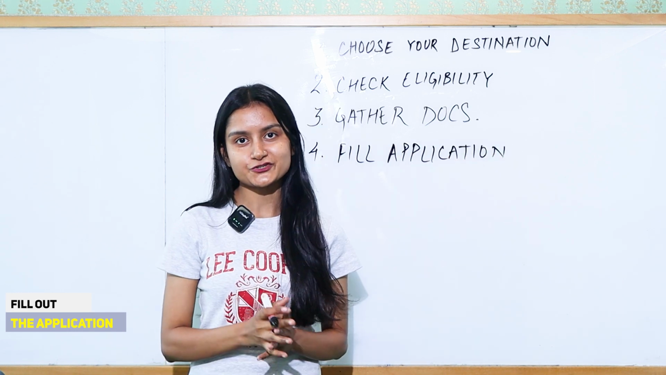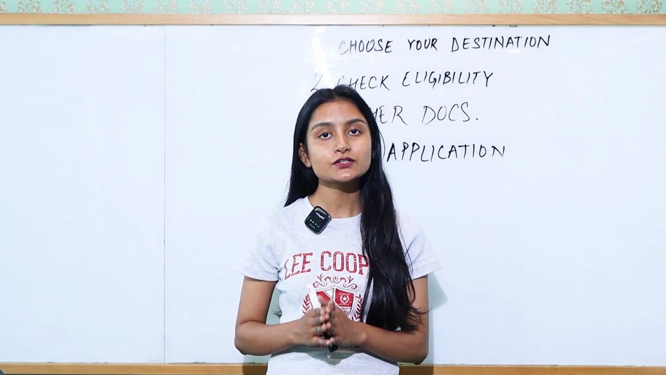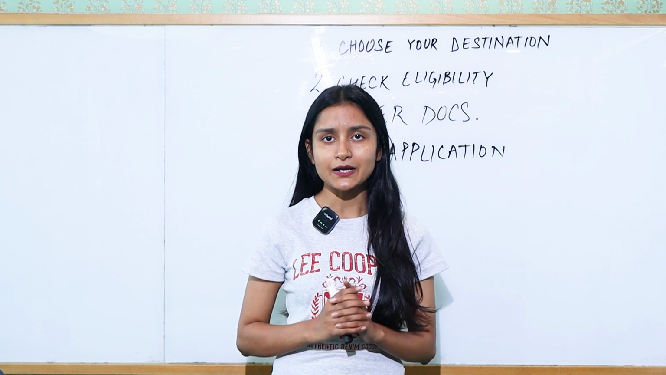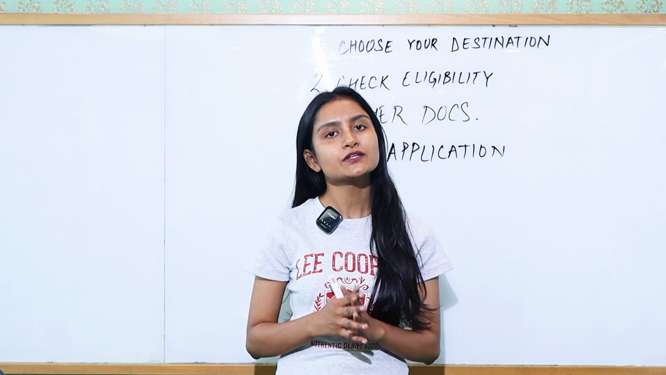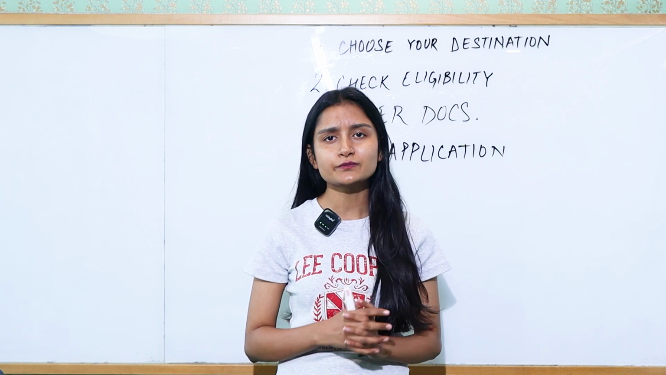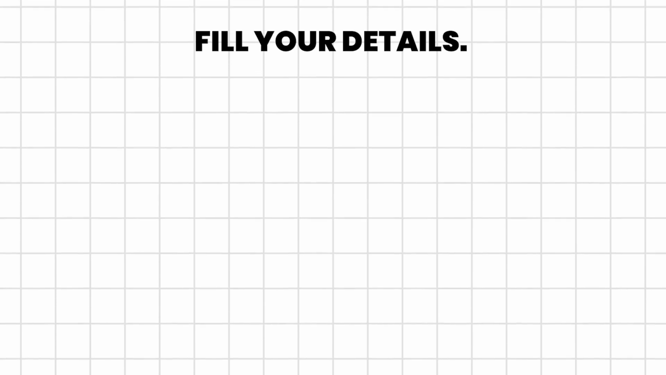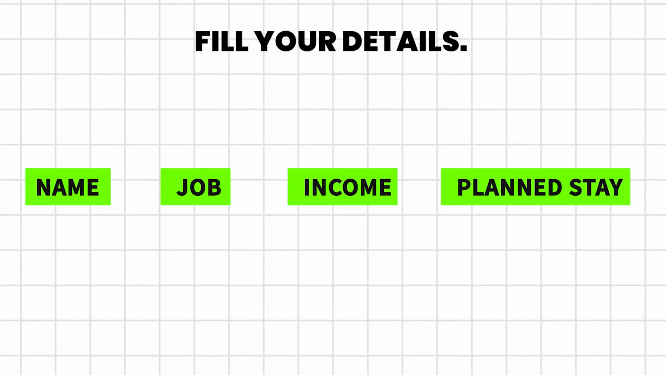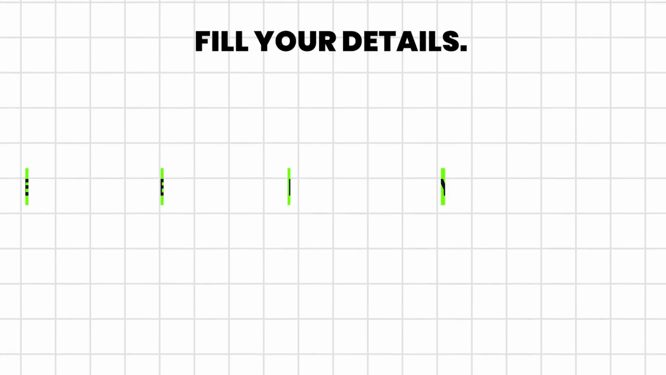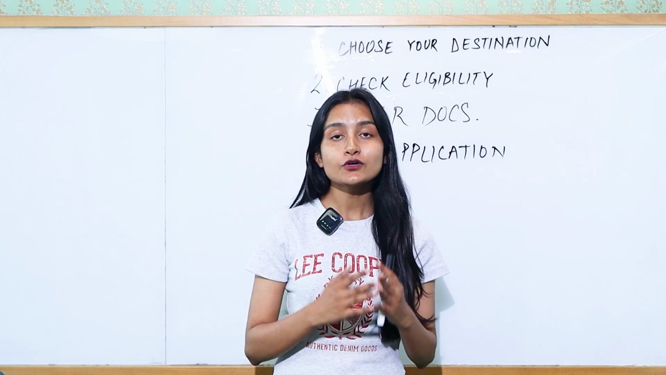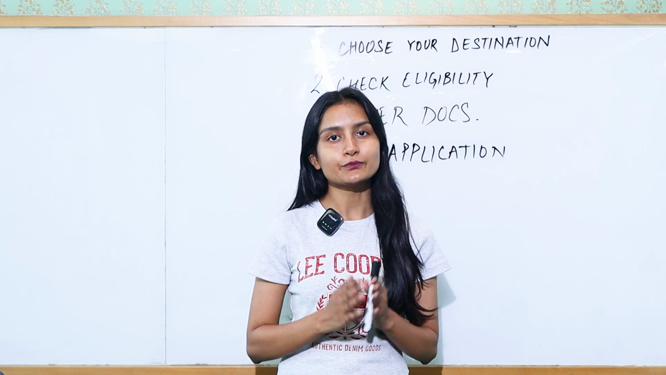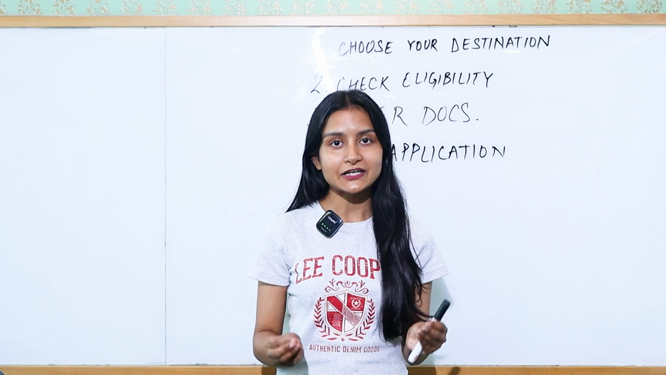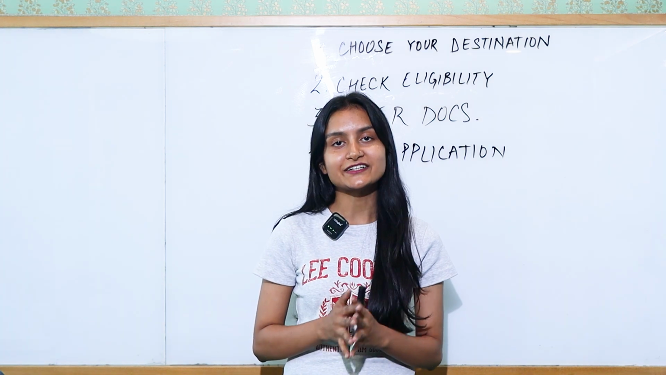Step 4. Fill out the application. Okay, so once your docs are good to go, it's now time for the actual application. Most of the time you can do this online, which makes life a lot easier. Just fill in your details, name, job, income, planned stay, and double check everything before you hit submit. Tiny mistakes like missing a doc or a typo in your name can delay your approval. So take your time, relax, and review before you send it in.